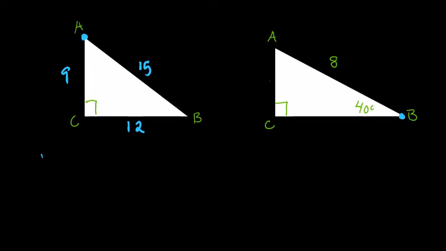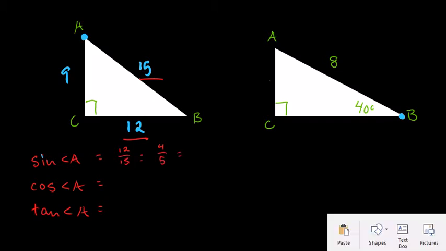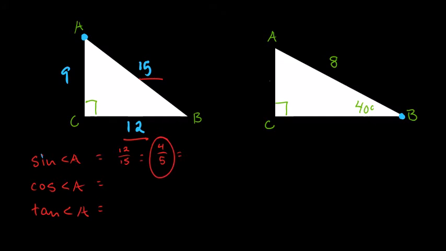Okay, so what if I said find the sine of angle A and find the cosine of angle A, or find the tangent of angle A? I could have chosen angle A or angle B. The sine is the opposite over the hypotenuse, so that is 12 over 15, and that would reduce to 4 over 5. If I said to give me the fraction, this is what you would give me. And if I also said, please reduce and give me the decimal to the 10th, you would give me 0.8.